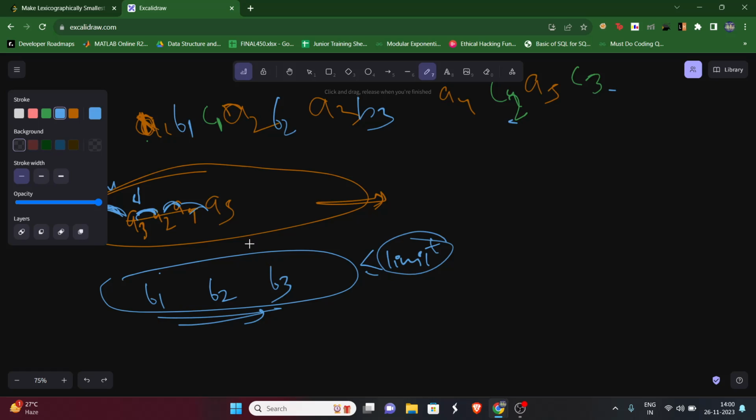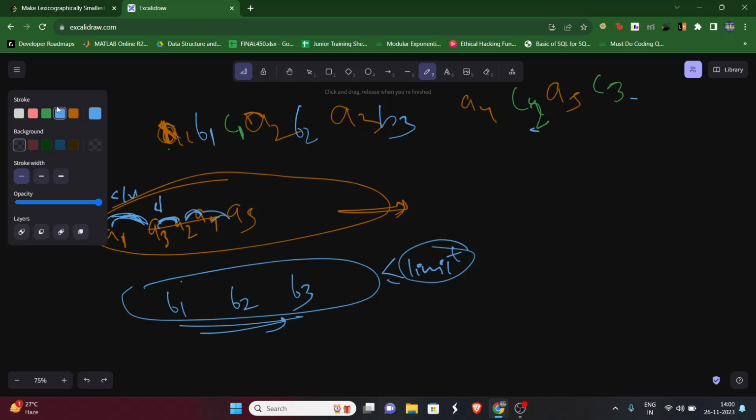Now once you see this, you will realize that the last element and this element must have a difference greater than limit. Listen carefully to what I am saying. This was the first group, right? This was the first group, and this was the last group. This is the second group.